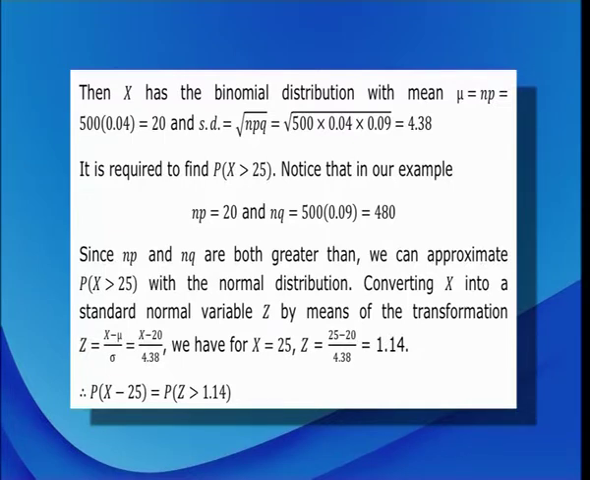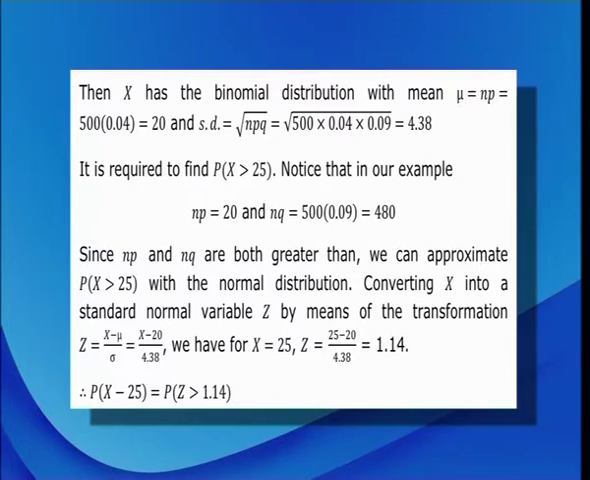It is required to find the probability of x greater than 25. Notice that in our example, np is equal to 20 and nq is equal to 500 times 0.96, which is equal to 480. Since np and nq are both greater than 5, we can approximate the probability of x greater than 25 with the normal distribution.